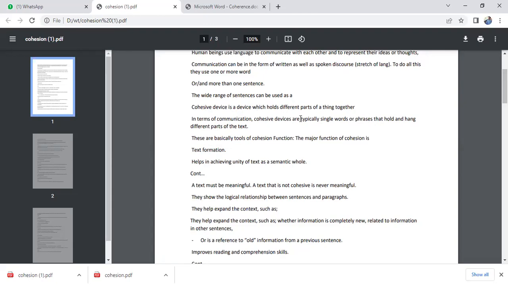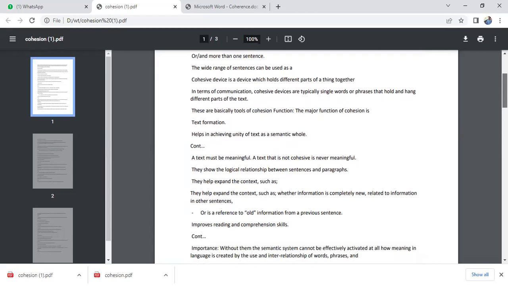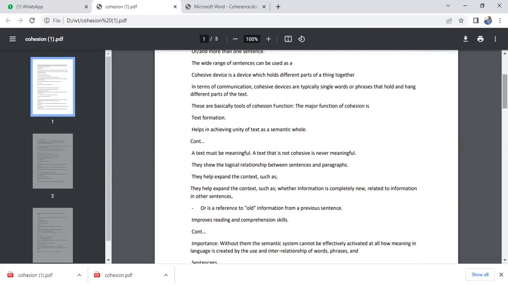There are basically tools of cohesion function. The major function of cohesion is text formation. Remember, for example, if you are formulating a text, if you are creating a text, if you are producing a text, and there is no cohesion, remember that text is actually meaningless, purposeless.